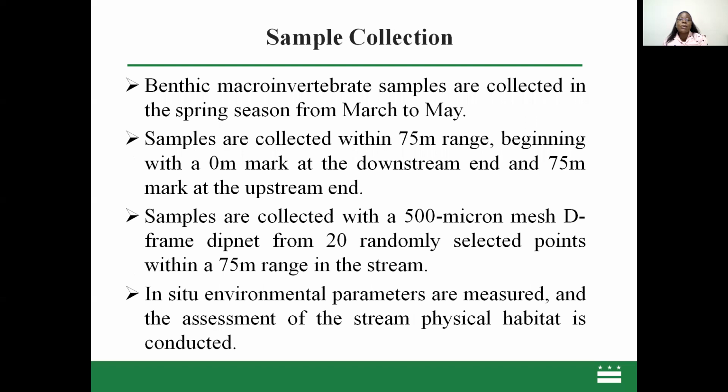We collect our benthic macroinvertebrate samples in the spring season, usually from March to May. On getting to the stream, a 75-meter stream range is measured, beginning with the 0-meter mark at the downstream end of the stream and ending with the 75-meter mark at the upstream end. We are required to mark 4 locations: 0 meters, 25 meters, 50 meters, and 75 meters within the 75 meters, with spray paint or flags.